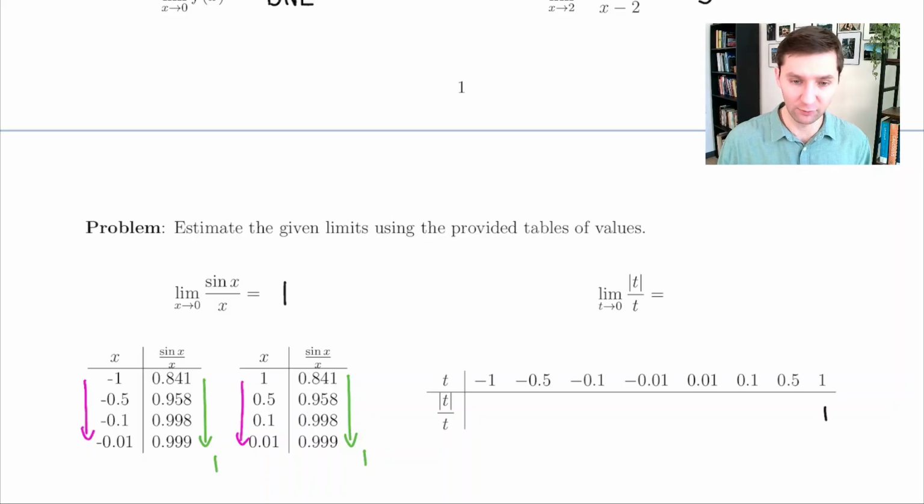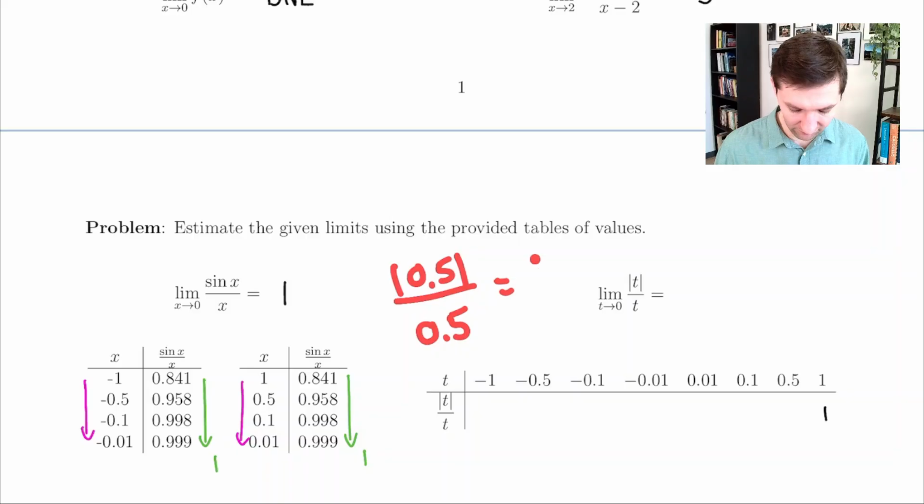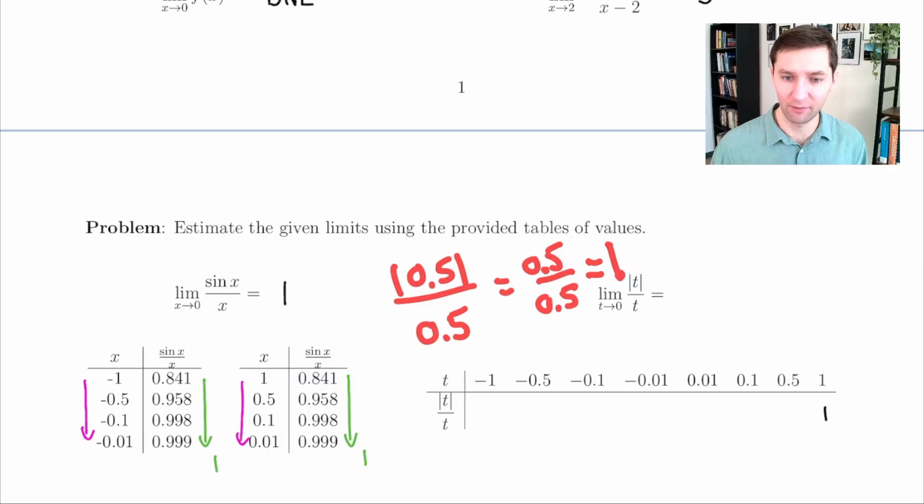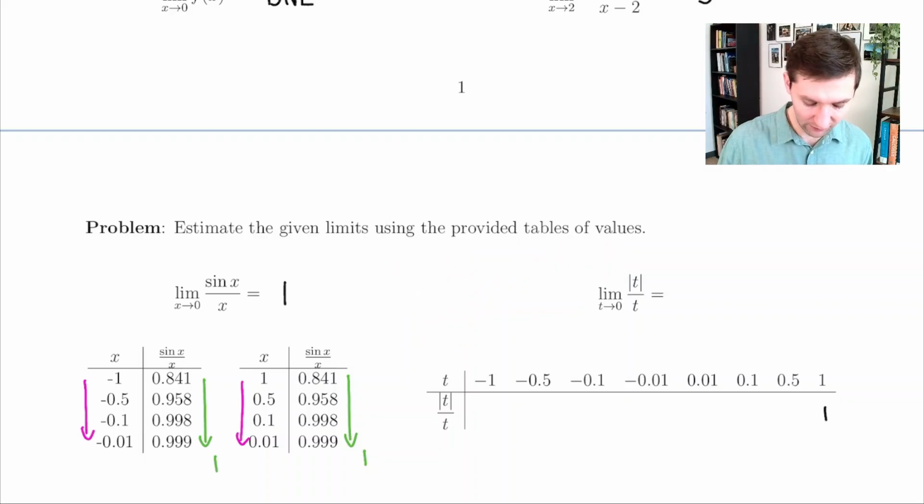Let's see what happens when I plug in 0.5. Absolute value of 0.5 divided by 0.5 gives you 0.5 divided by 0.5. Absolute value of 0.5 is just 0.5. Now, dividing the same number by itself gives you 1. So the second entry is also 1. The same thing will happen when I plug in 0.1 and 0.01. Things will change when I plug in negative numbers.